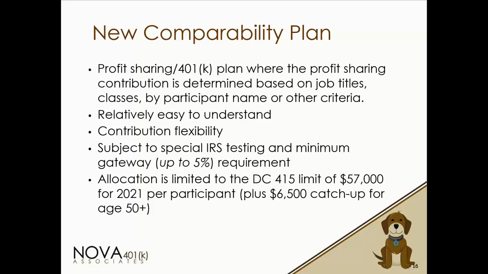It is subject to special IRS testing and a minimum gateway of up to 5%, possibly. And the allocation is limited to the DC 415 limit. 57, I think it's 58,000 for 2021. And then there's a participant catch up of $6,500.